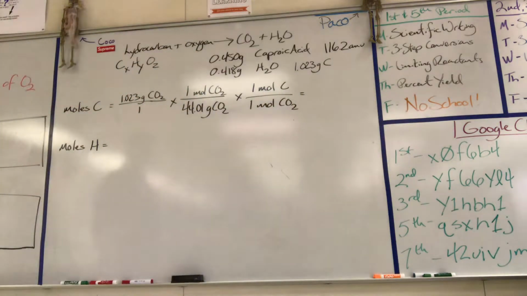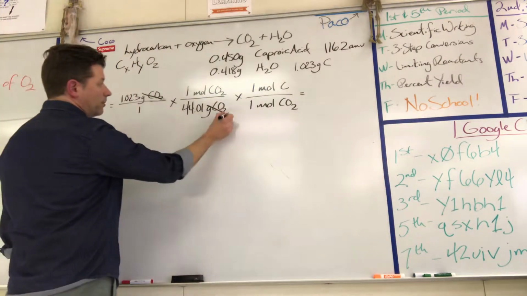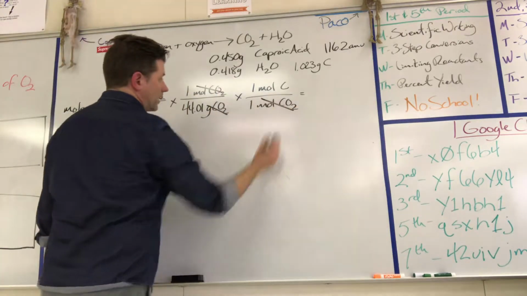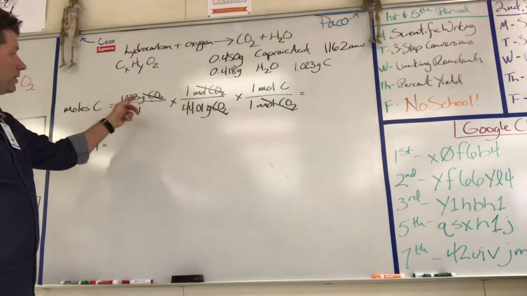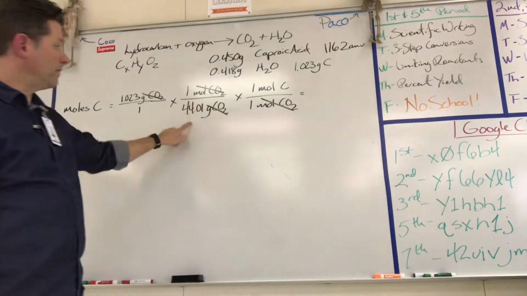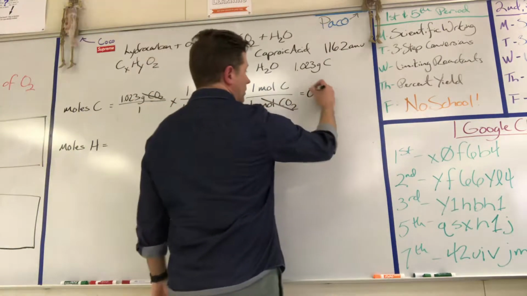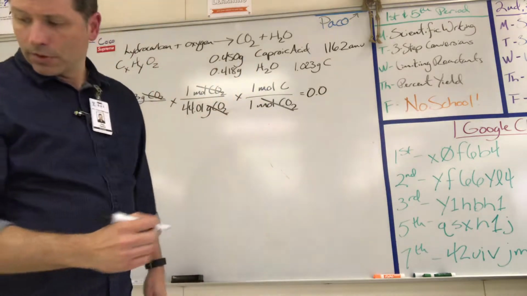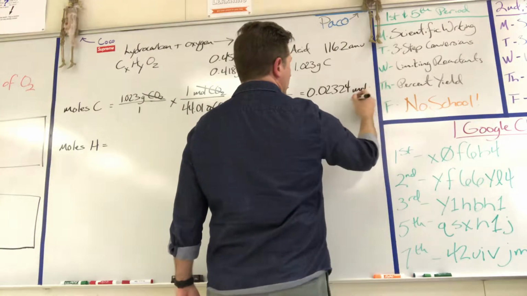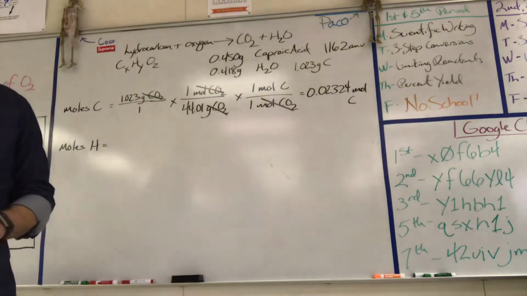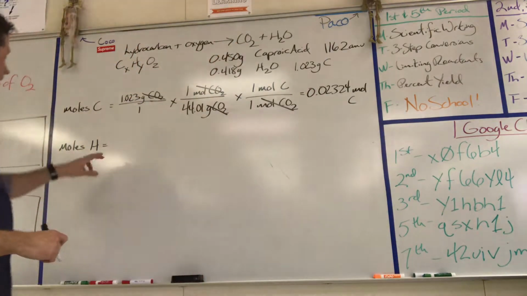Okay? So we've got everything set up. We can cancel out grams of carbon dioxide, moles of carbon dioxide. So now all we need to do is do the calculation. 1.023 grams times 1 divided by 44.01 will give us 0.02324 moles of carbon. That's how many moles of carbon we have present in the carbon dioxide. Now let's do the same thing with hydrogen.